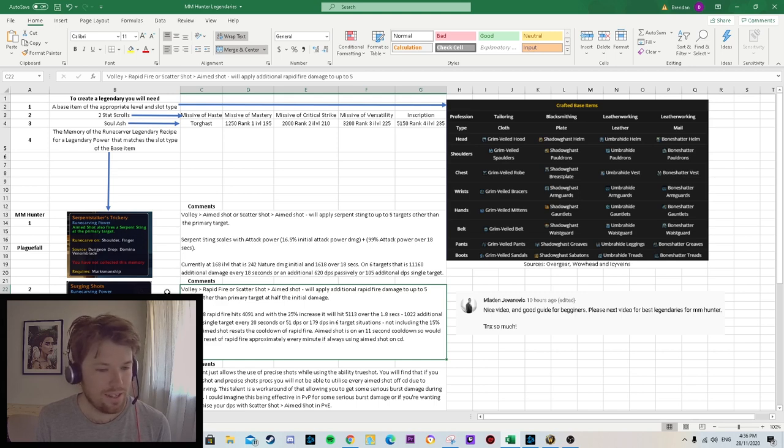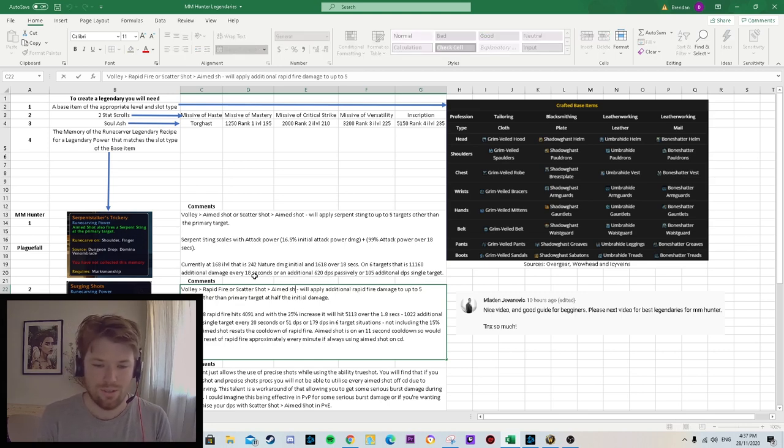doing. Next, we're going to move on to the second choice, Surging Shots. So rapid fire deals 25% additional damage, and aimshot has a 15% chance to reset the cooldown of rapid fire. So once again, coming back to our rotation using that volley, rapid fire, or scattershot, rapid fire, which is going to apply the rapid fire up to five targets other than the primary target at half the initial damage.